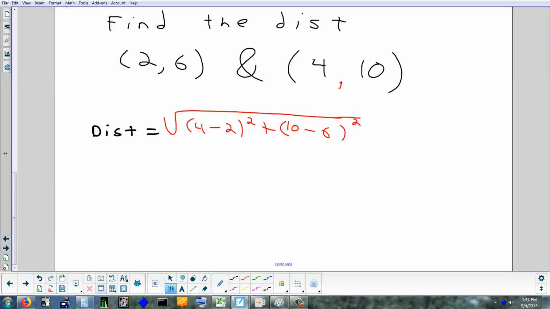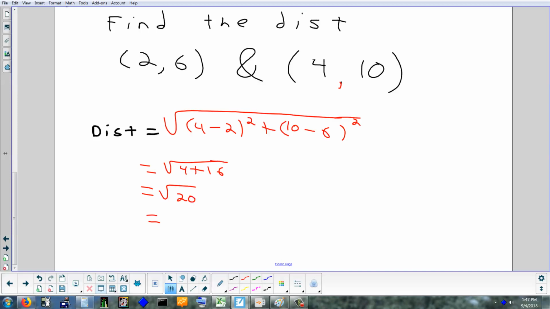All right, so we get 4 minus 2 gives me 2 squared, which is 4. 10 minus 6 is 4, squared is 16. So I get the square root of 20. But the square root of 20, you can do something with that. Anybody know what I can do with the square root of 20? Yeah, Tom? Can't you break it down and simplify it? Yeah, you can simplify it.